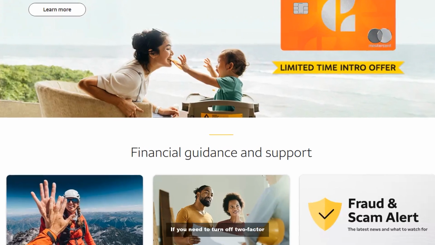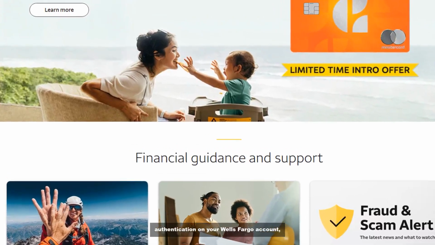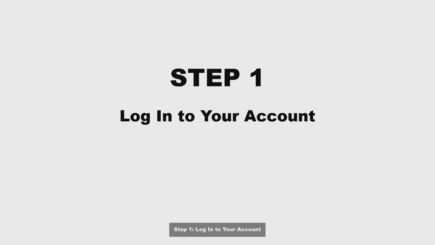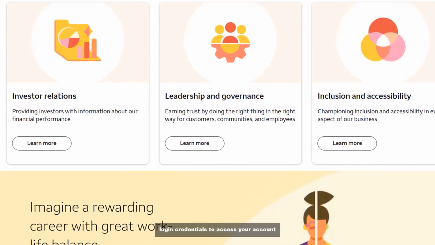If you need to turn off two-factor authentication on your Wells Fargo account, follow these steps to ensure the process is completed correctly. Step 1. Log into your account. Visit the Wells Fargo website and enter your login credentials to access your account dashboard.